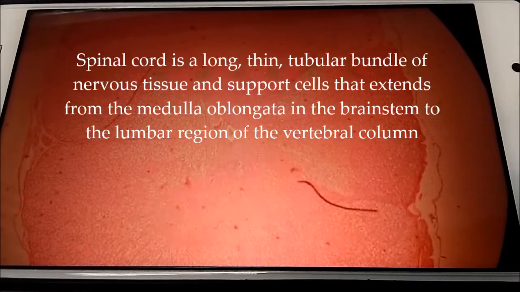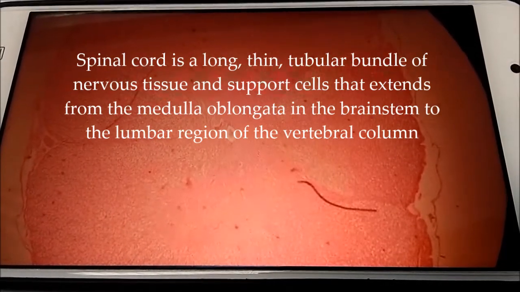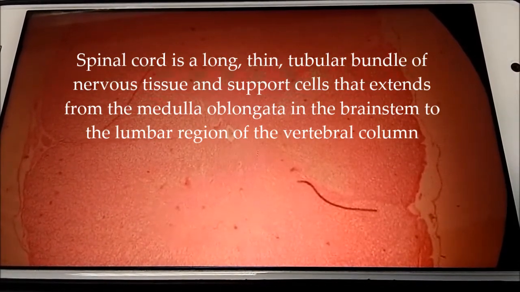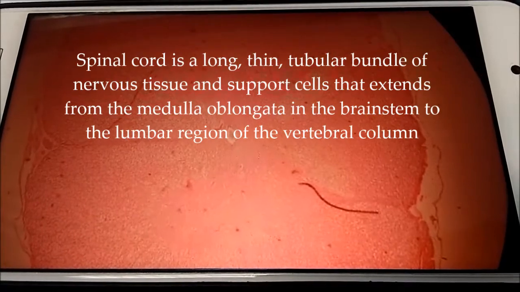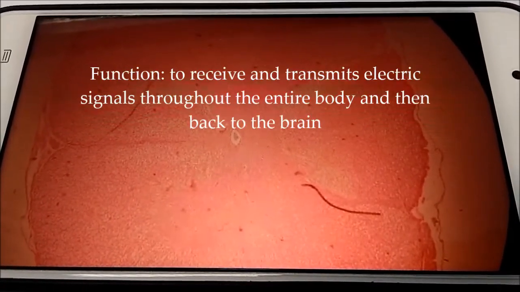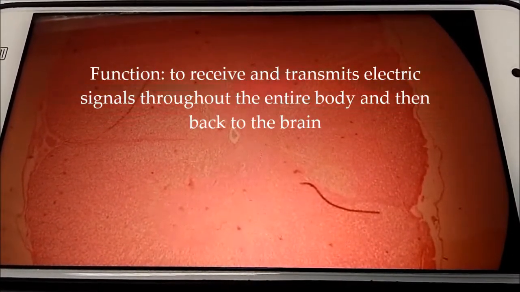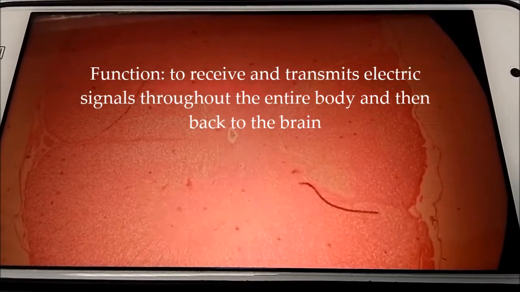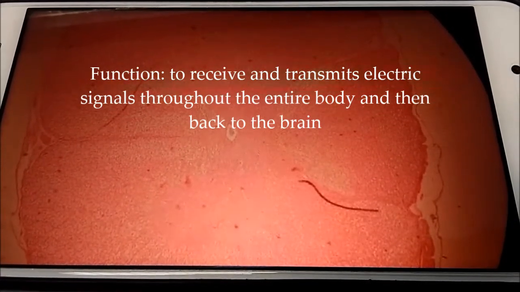The spinal cord is a long, thin tubular bundle of nervous tissue and support cells that extends from the medulla oblongata in the brain stem to the lumbar region of the vertebral column, and its function is to receive and transmit electric signals throughout the entire body and then back to the brain.